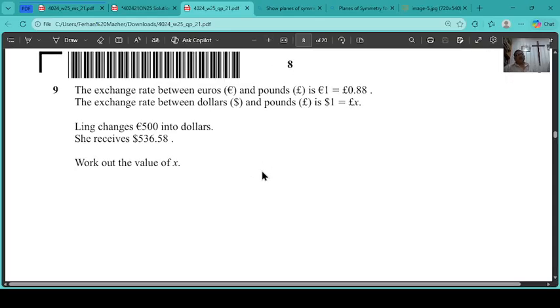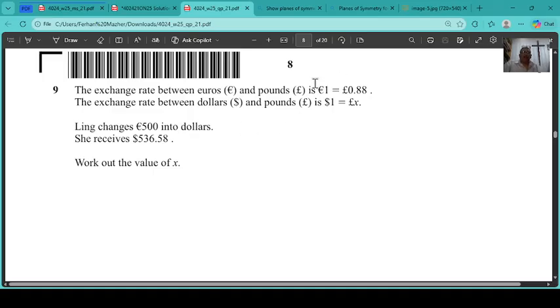The exchange rate between the euros and the pounds is that 1 euro is equal to 0.88 pounds, and the exchange rate between dollars and pounds is $1 is equal to x pounds. Ling changes 500 euros into dollars. She receives $536.58. Work out the value of x.